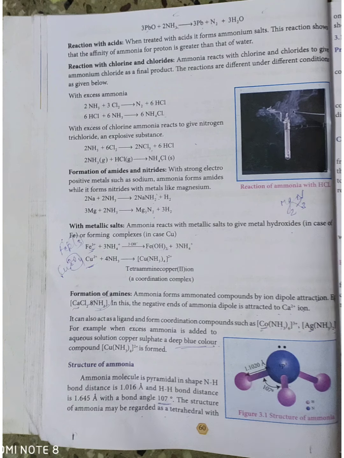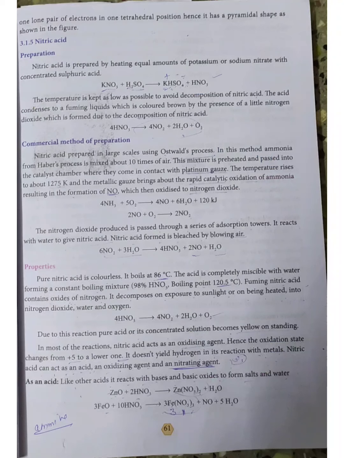So the structure of ammonia may be regarded as a tetrahedron with one lone pair of electrons in one tetrahedral position. Hence it has a pyramidal shape as shown in the figure.